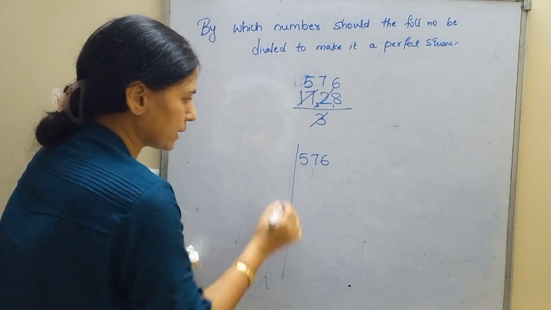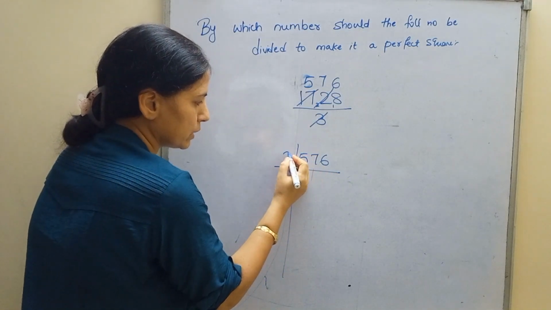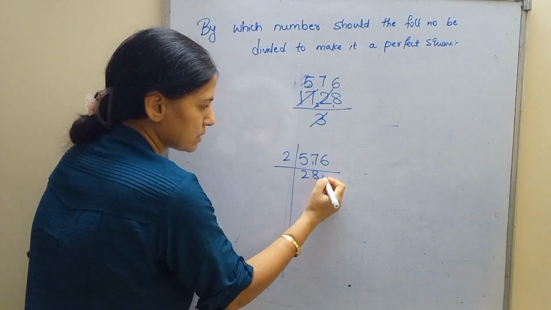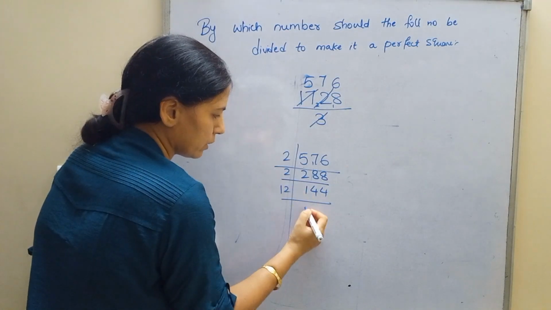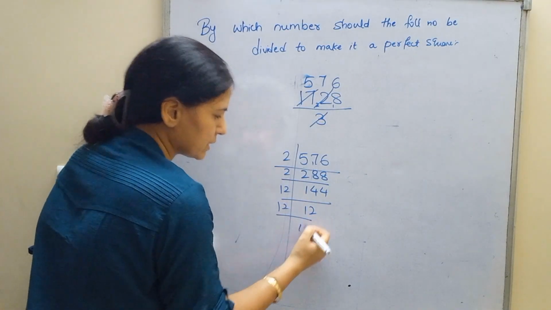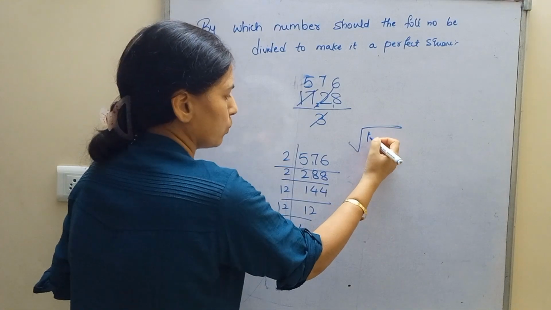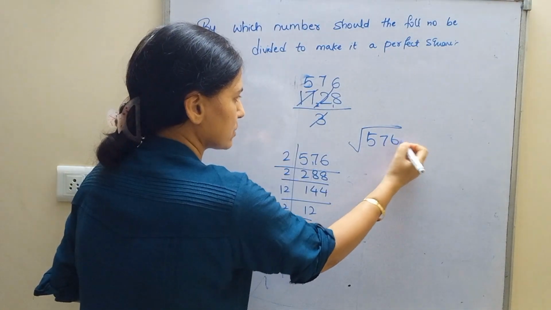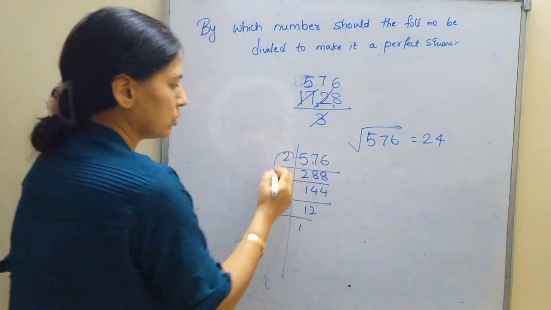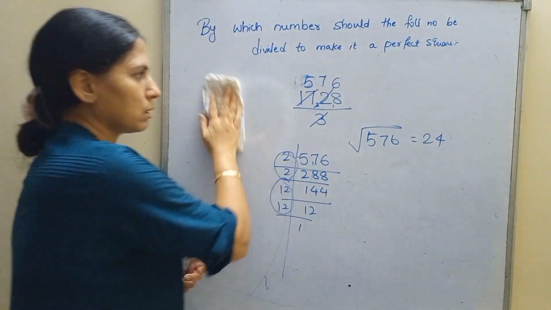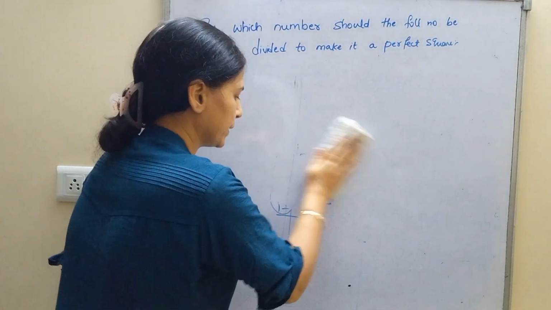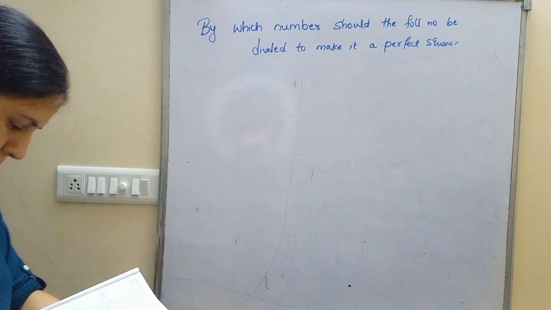I rushed it, okay, in haste. So this should be 2 2s are 4, 2 8s are 16, 2 8s are 16, 2 144. I'm doing a shortcut. Okay, so the resultant square root of 576 is equal to 24. A pair of 2, a pair of 12. I hope this much is easy and understood by you. I'll give you one more example to this.